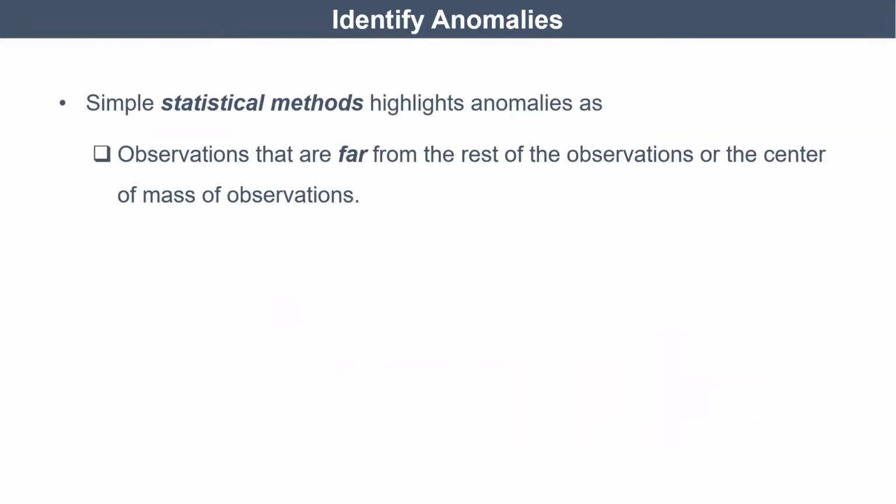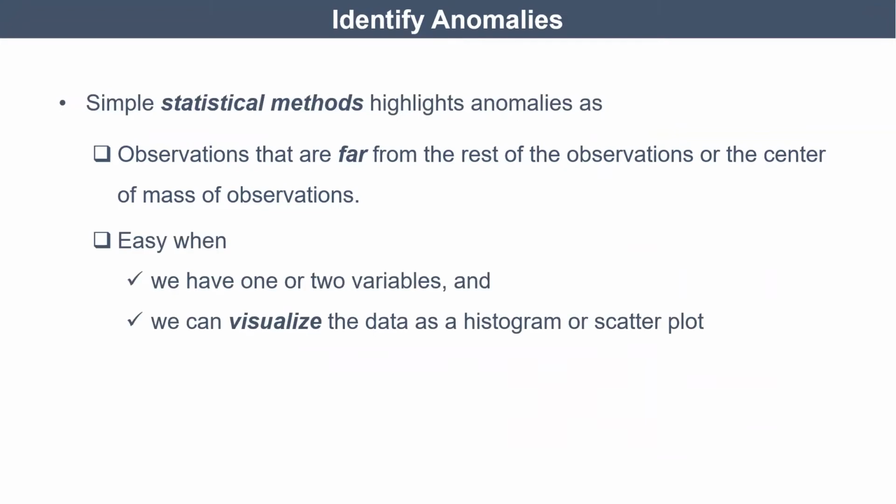So they rely on the fact that observations which are far from the rest of the observations, or the center of mass of observations, are called outliers. That's easy to detect when we have 1 or 2 variables, or when we can visualize them in a histogram, scatter plot or a box plot, but it's challenging in high dimensional feature space.